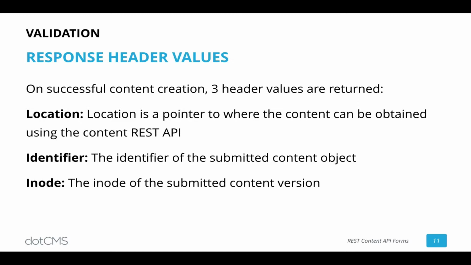Location is a pointer to where content can be obtained using the Content REST API, the identifier of the submitted content object, and the inode of the submitted content version. The demonstration form will examine the response headers for the content identifier, thereby validating successful content creation. If the response header indicates successful submission of an employee profile, then the second part of the form will relate the employee to an existing department and add a relationship between the two pieces of content.